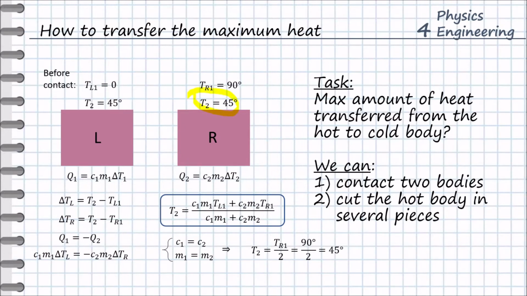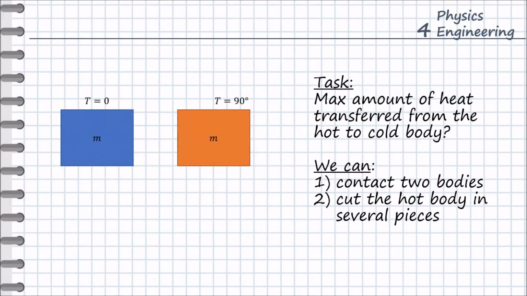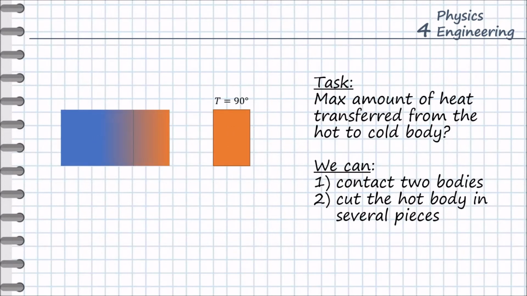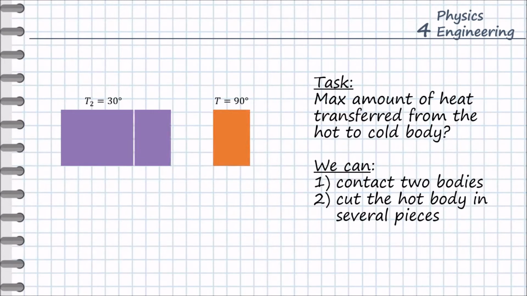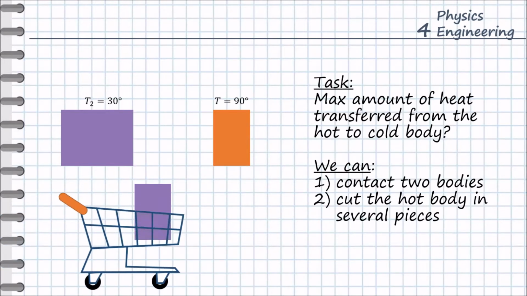Okay, what is the point? Let us now do the following. Let us take the same initial condition, these two bodies, one cold, one hot, and now let us cut the hot body in two equal pieces. And now we will move each piece of the hot body towards the cold body one by one. First we move one piece of the body. After some time the cold body will heat and the hot body will cool down and the temperature will be equal. We can do the calculation in the same way as before. What is the temperature now of these two boxes? This is 30 degrees. And now as a second step we will move the second piece of the hot body to the cold body.